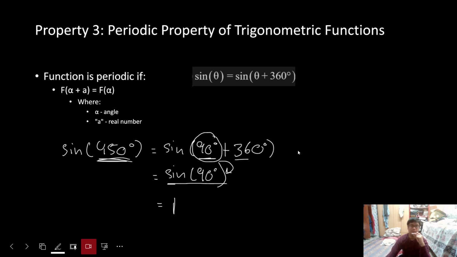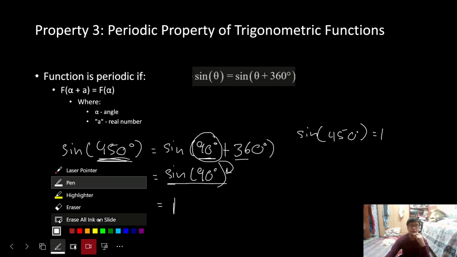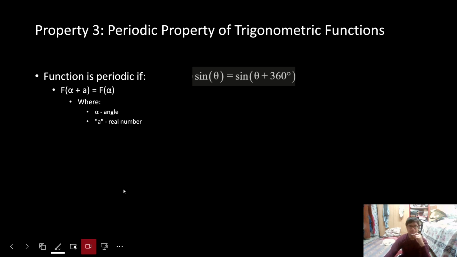Now, can we prove it here? What is sine of 450 degrees? It's still 1. Oh, you see? Now, how about other trigonometric functions?